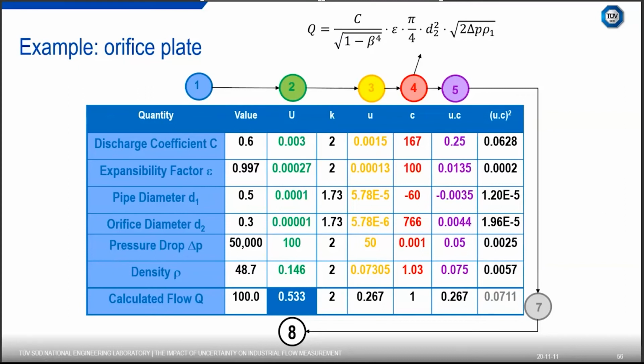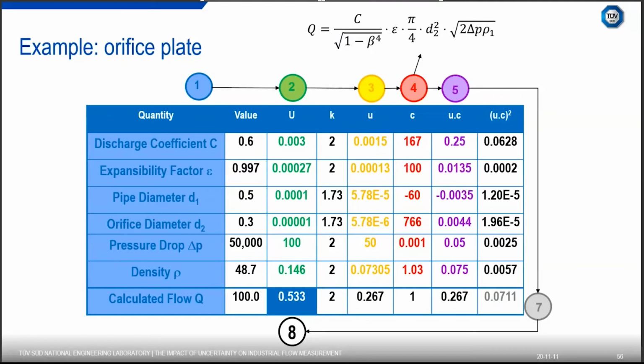So stage 4, we're looking at calculating the sensitivity coefficients. What this is, it's working out how sensitive the flow rate in the equation above, so Q, is to a small change in each parameter. So for discharge coefficient, you're looking at how sensitive Q is to a change in C. And there are different methods you can do this by. If the equation is relatively simple, you can differentiate the equation, so dQ by dC, and you can add the values for all of the other parameters to calculate the sensitivity coefficient.